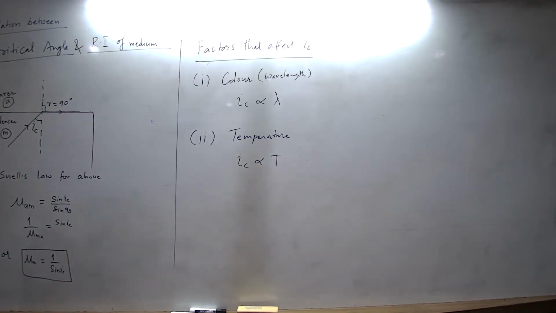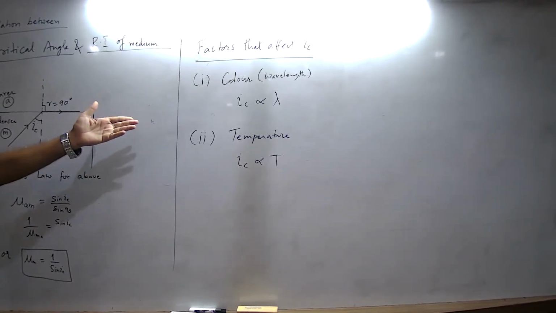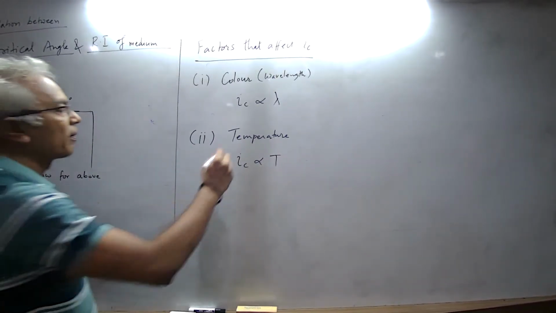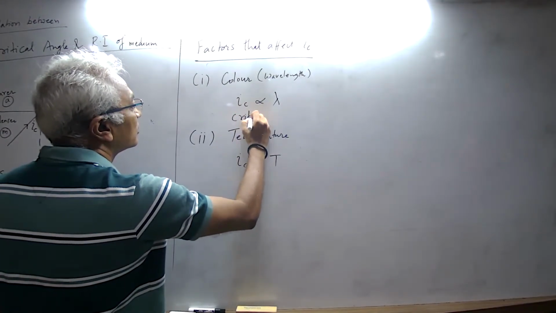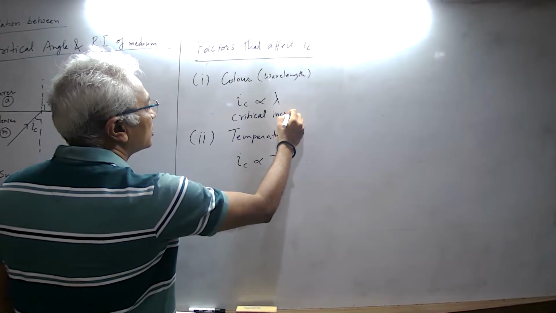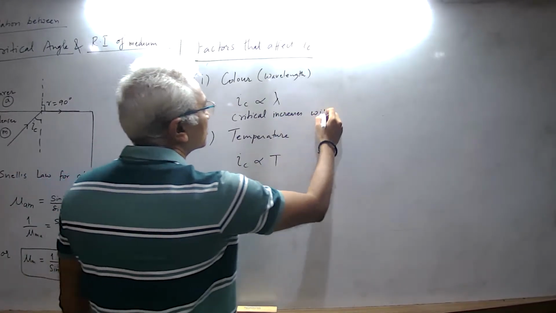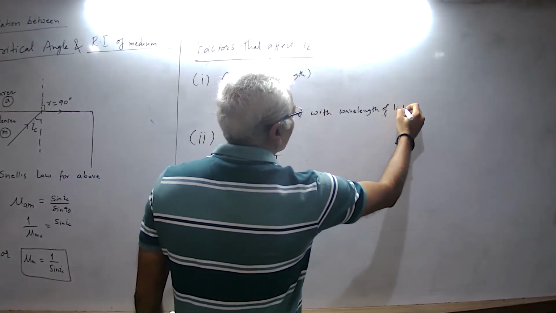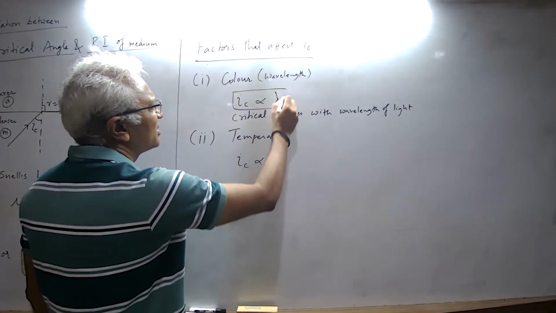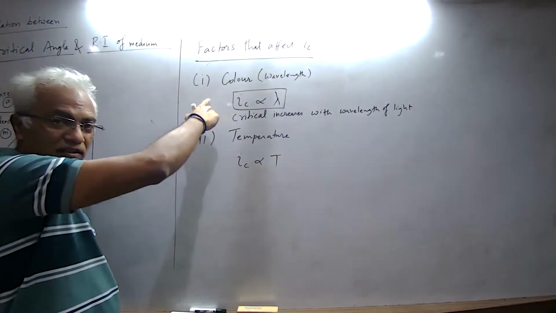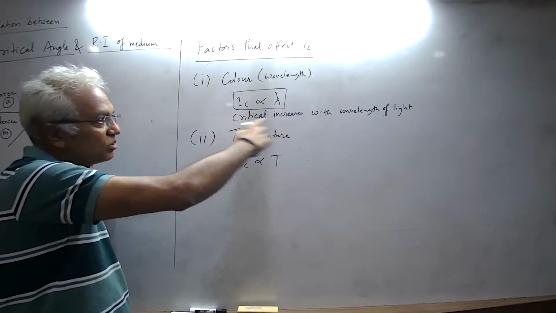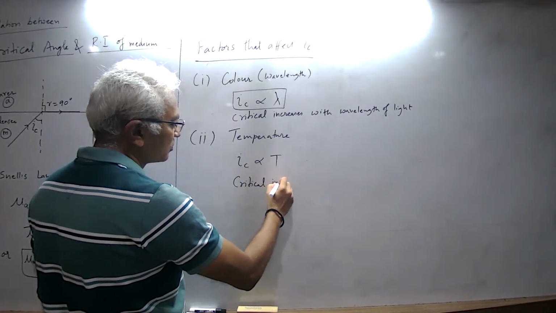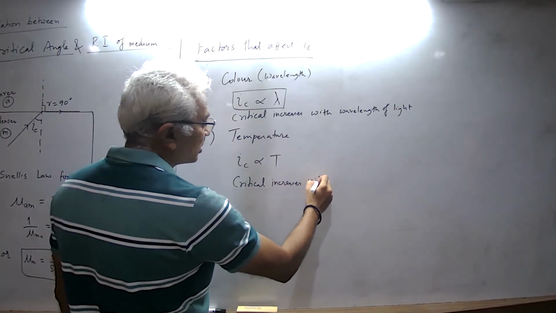How will you write it in English? Critical angle increases with wavelength. Okay. कैसे लिखोगे? Critical angle increases with wavelength of light. I give this relation because this is easy to understand mathematically, but you don't write this in the answer. This is only for your memory. This is what you write in the answer, right? यहाँ पे क्या लिखोगे? Critical angle increases with rising temperature.